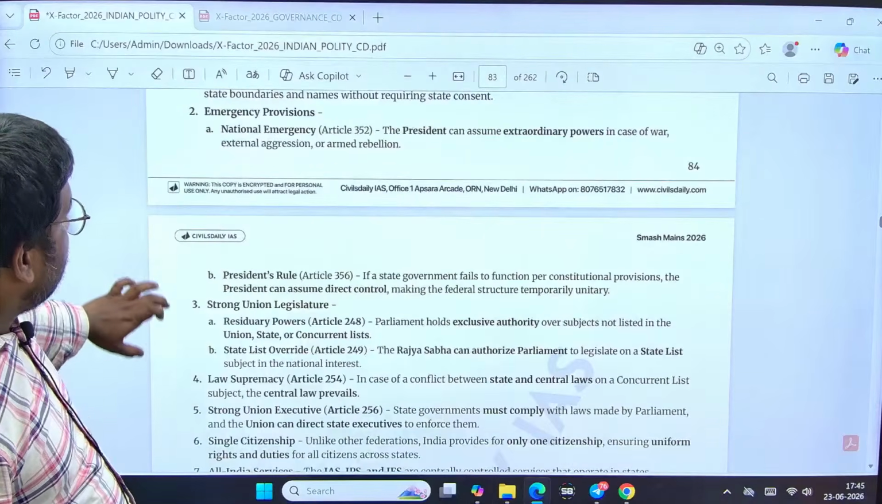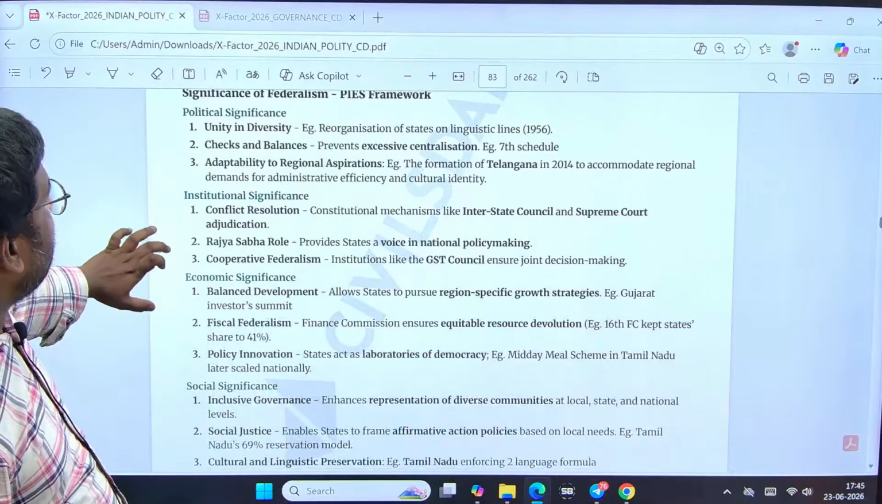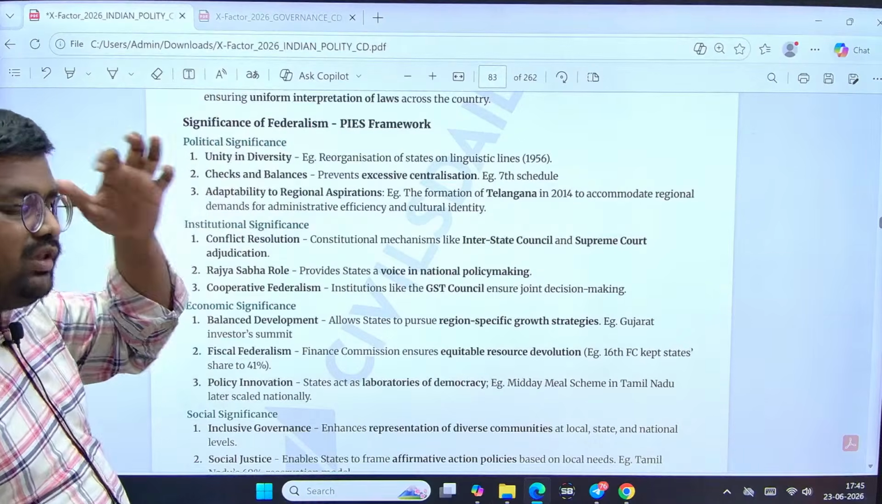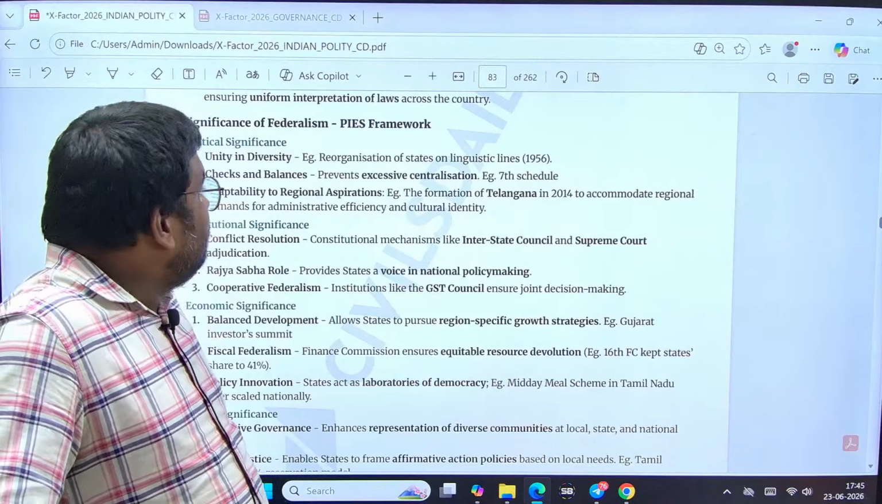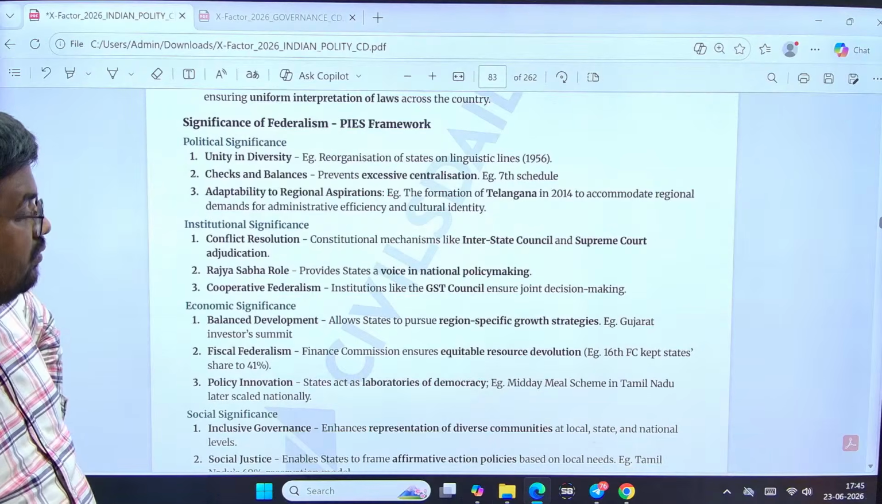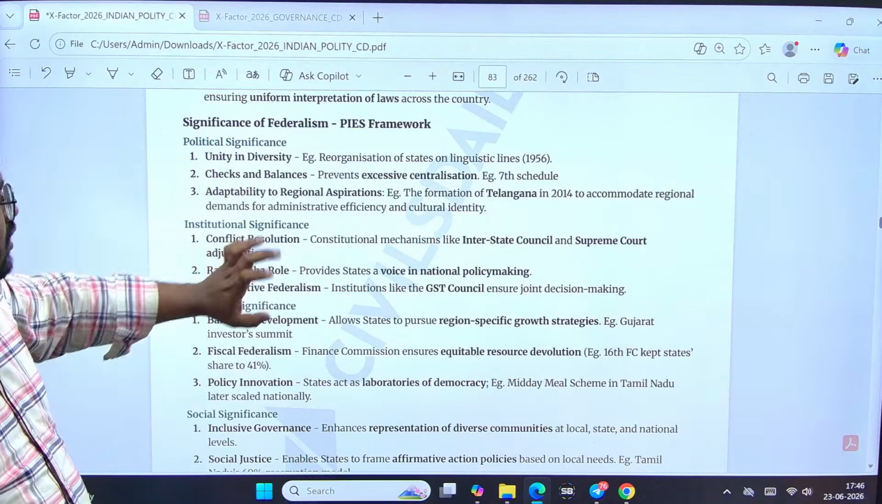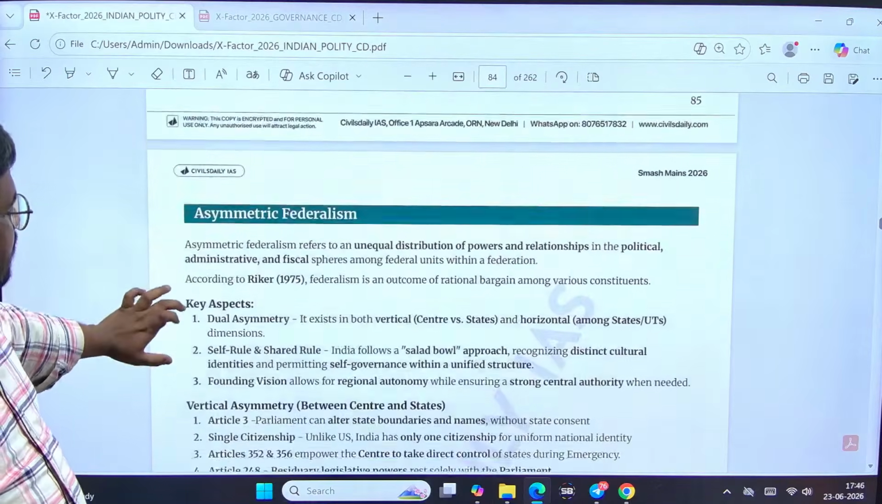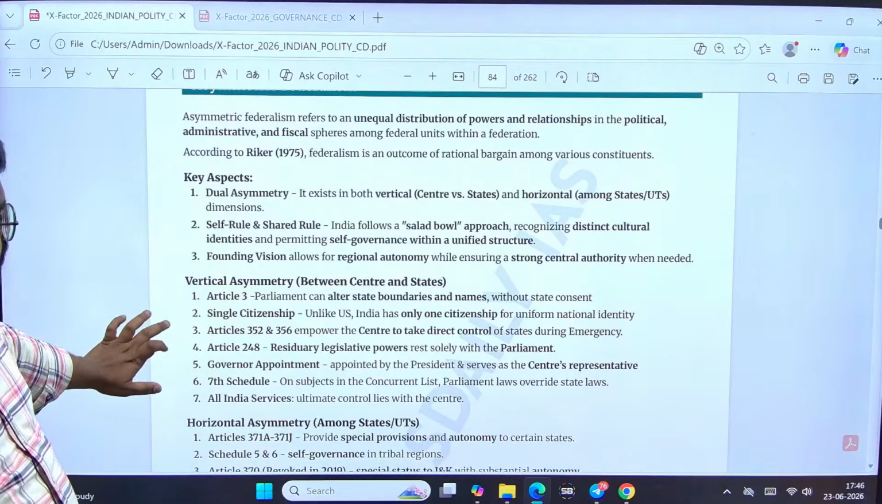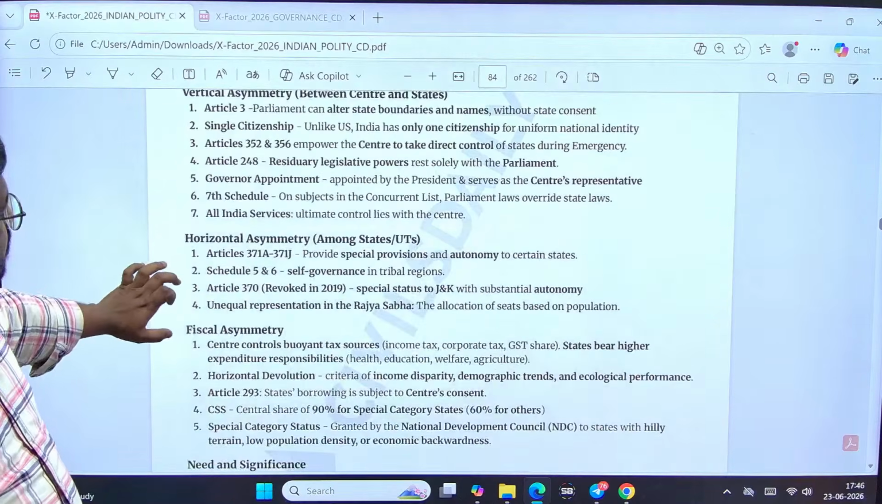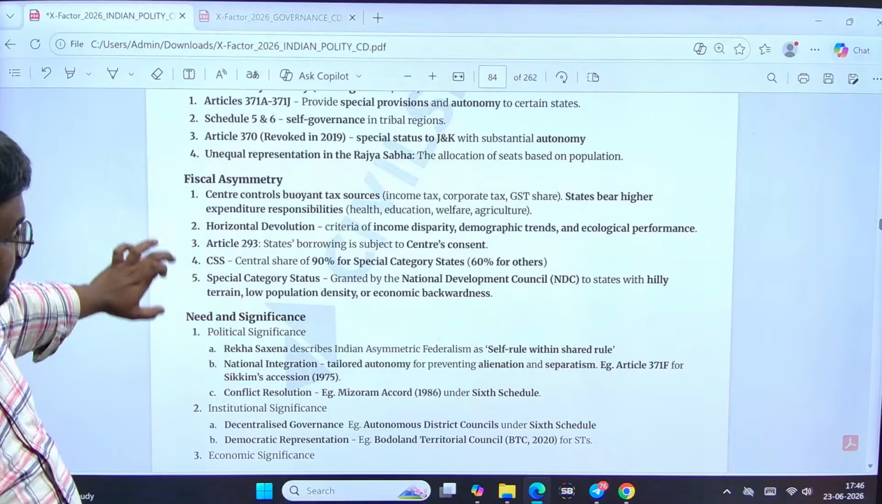Apart from key features, all the themes related to the framework or all the themes related to federalism, like significance of federalism, we have covered under PIES. Similarly asymmetric federalism, so vertical and horizontal and fiscal.